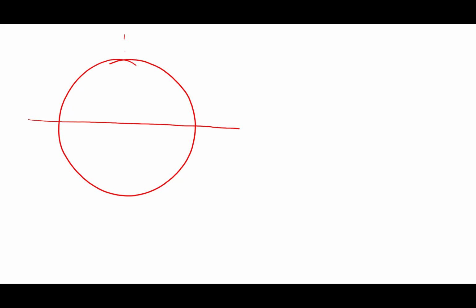Alright, I'm going to show you how to derive the unit circle. So let's start off by drawing a circle. Here's my x-axis, here's my y-axis, here's the center, which is 0, 0. So this point right here at 0 degrees would be the point 1, 0.